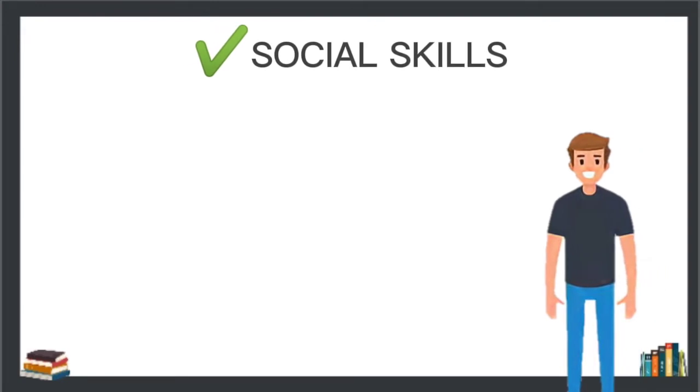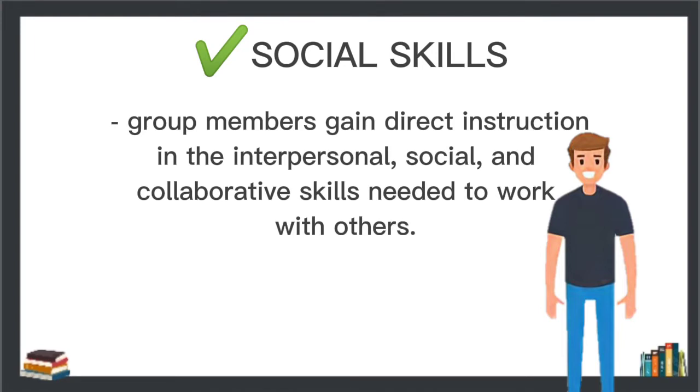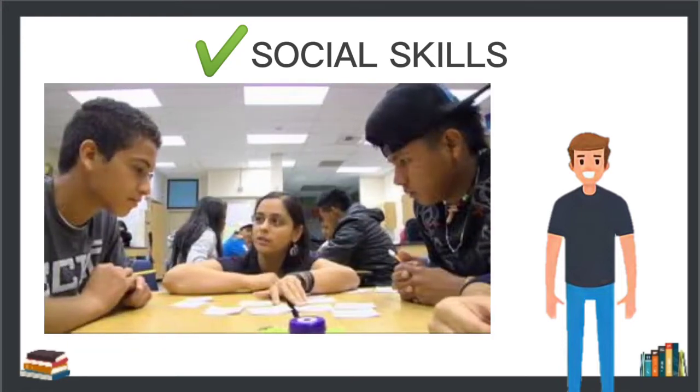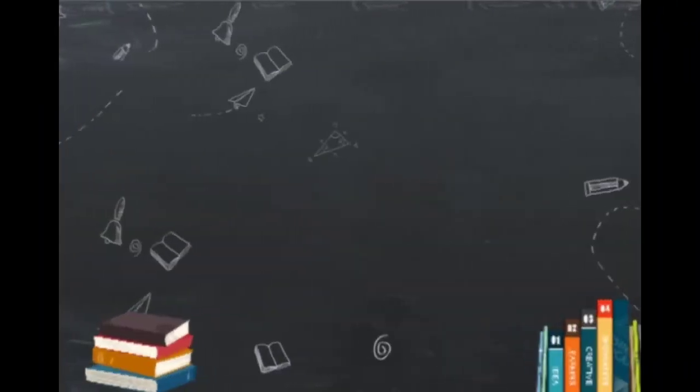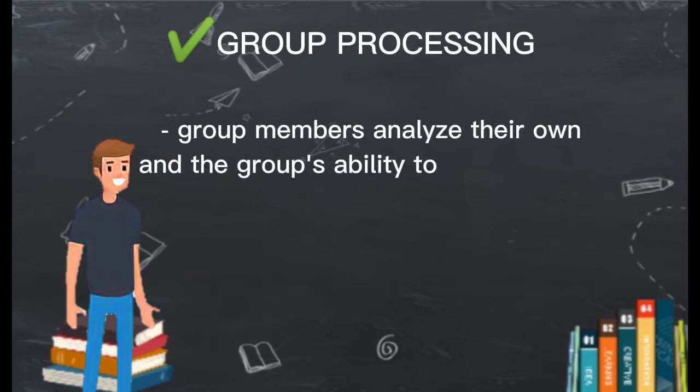Group members gain direct instruction in the interpersonal, social, and collaborative skills needed to work with others. Group members must know how to and be motivated to provide effective leadership, make decisions, build trust, communicate, and manage conflict. And the last one is the group processing.